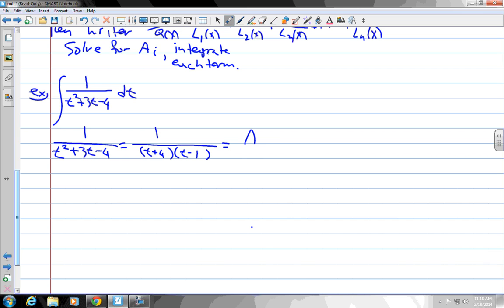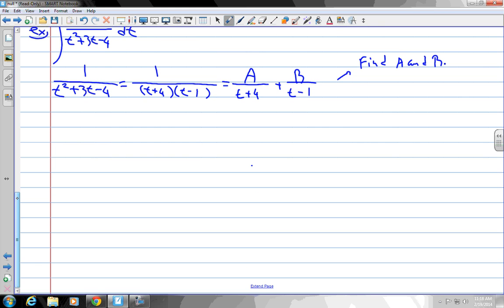So that means it's a over t plus 4 plus b over t minus 1. That's what that rule tells me to do: put all those factors in the denominator and the numerator just some constants. So I need to find a and b. I'm going to use that sneaky thing. Just multiply both sides by t plus 4 times t minus 1, the denominators.